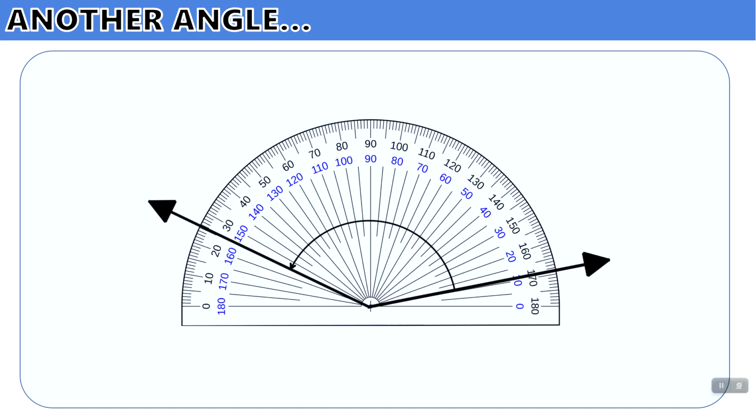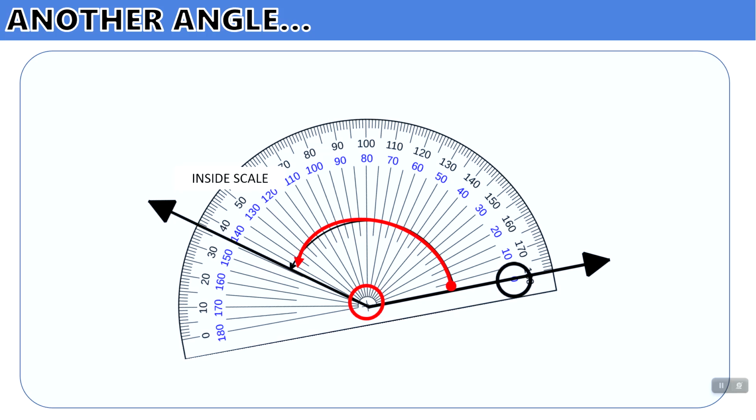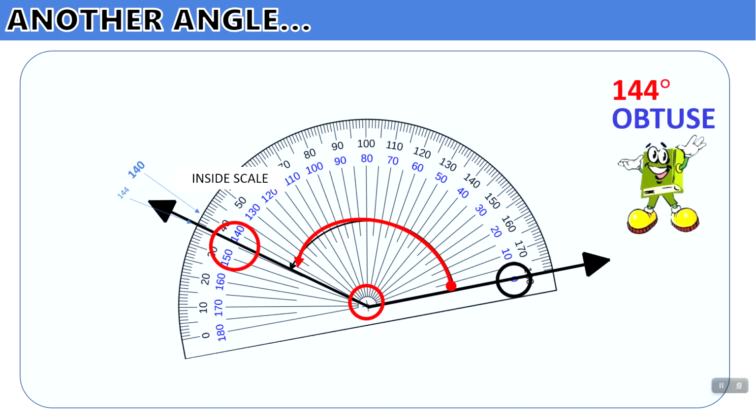Now you can see the vertex is lined up in the middle. The 0 has now shifted, and we take the reading at the ray. We're using the inside scale because that is where the 0 is. Here is our reading, between 140 and 150. If we look very carefully, here is 140, and the ray passes through almost halfway between 140 and 150. So if we count 141, 2, 3, 4, 144 degrees, the size of this angle is 144 degrees.